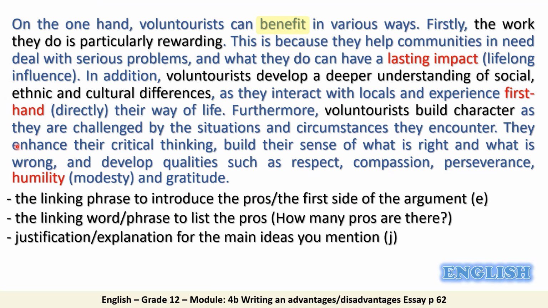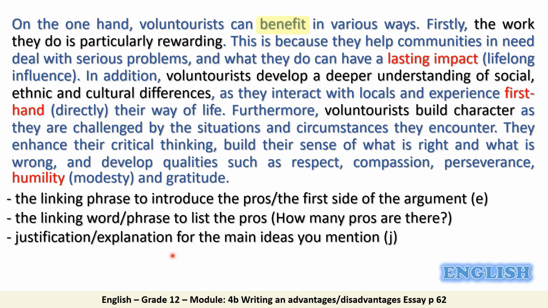In this paragraph, the writer has put all the advantages together. So please pause, take your time to read it carefully, and try to identify the linking phrase the writer has used to introduce the pros, or the first side of the argument, and the linking words or phrases he used to list the pros in detail, and answer this question: how many pros are there in this paragraph? Also try to identify the justification or explanation he mentioned for each and every main idea in this paragraph. Take your time and then continue for the feedback.